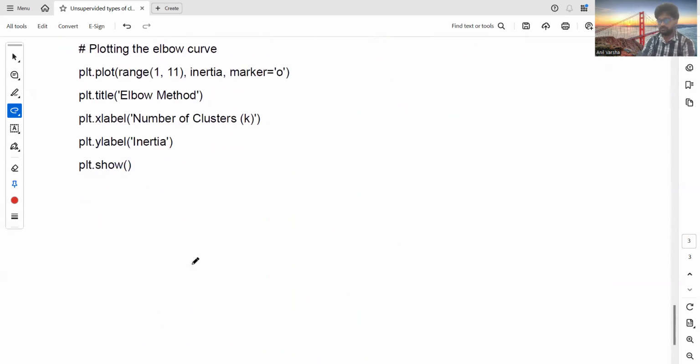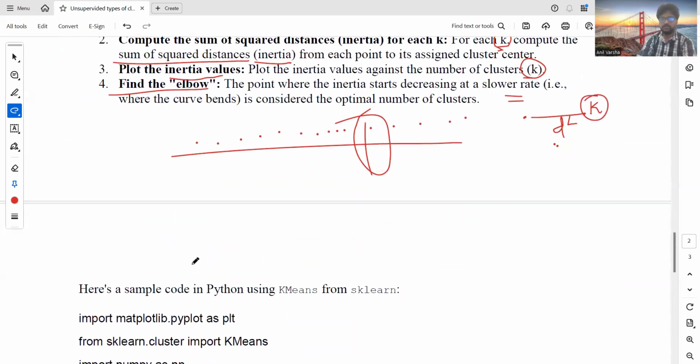Okay, this is a simple sample code for identifying the number of clusters with k-means.